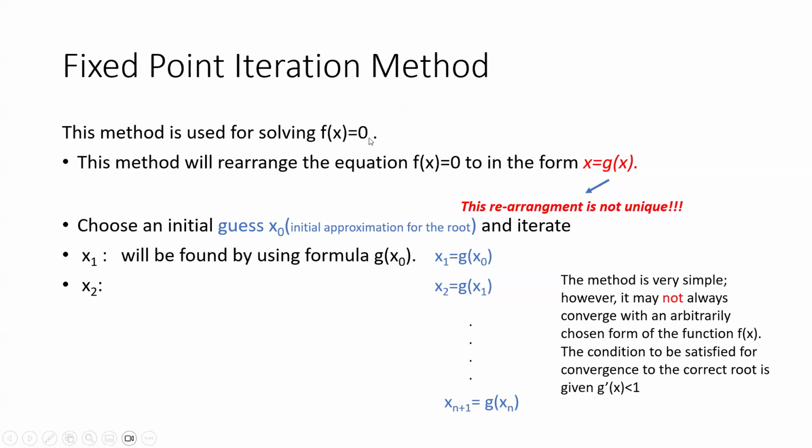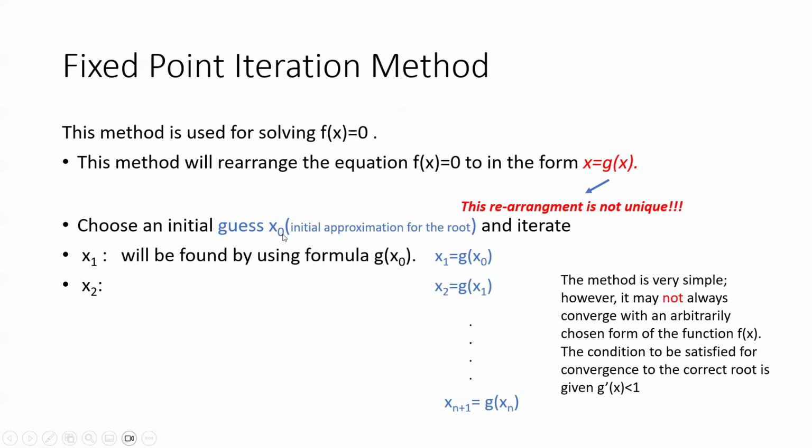In this method, we first rearrange the function f of x to x equals g of x. Note that this rearrangement is not unique. There can be multiple ways to write the same equation in this form. After rearranging, the next step is to choose the initial guess, okay? And we denote it by x sub 0.